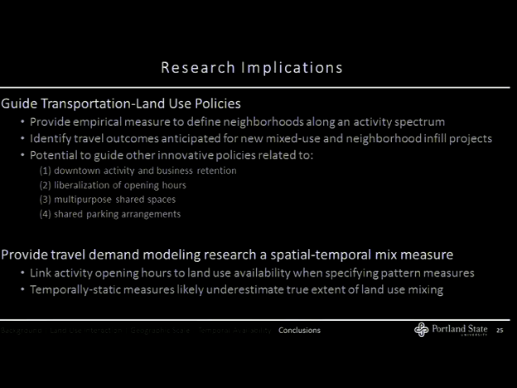Of interest to me is providing travel demand modeling with a spatial-temporal land use mix measure. The temporal aspect is currently missing, and this could be achieved simply by linking activity opening hours to land use availability when we're specifying our pattern measures, looking at composition and configuration measures. As of now, these temporally static measures likely underestimate or overestimate the extent of land use mixing in an area, which shows the importance of representing time within these measures.